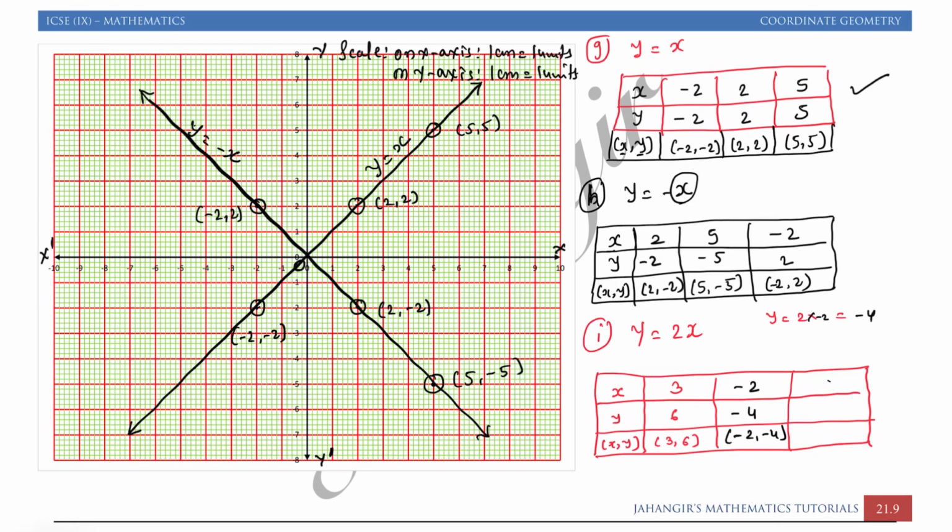We can take 2 or we can take 1. So y will become 2. So it's 1 comma 2. So let us plot the points. First is 3 comma 6. So 3 comma 6, it's over here. Second is minus 2 comma minus 4. So minus 2 comma minus 4 is over here. Third is 1 comma 2. 1 comma 2, it's over here. You can write 1 comma 2.